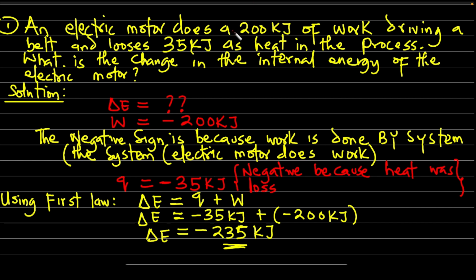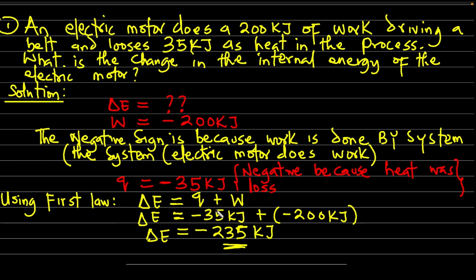They told us that the electric motor does 200 kilojoules of work. The electric motor in this case is assumed to be the system because it is the one doing the job. They have given us work W to be 200 while driving a belt, and in the process the belt loses 35 kilojoules as heat. So that means they have given us Q, and you're asked to solve for change in internal energy. Now you ask yourself, what is the relationship between change in internal energy with work and heat? Of course, it is the first law of thermodynamics.